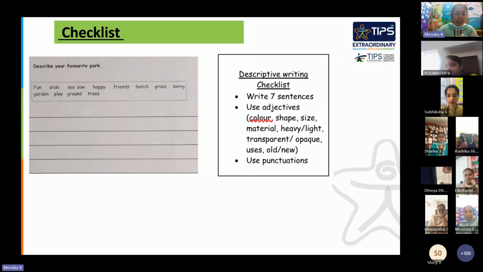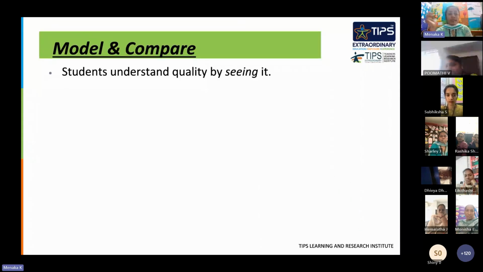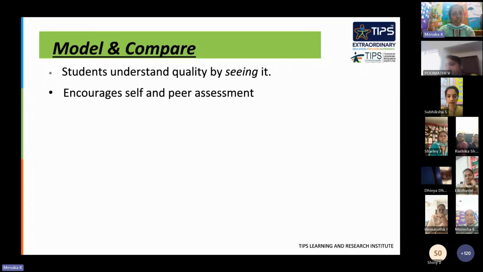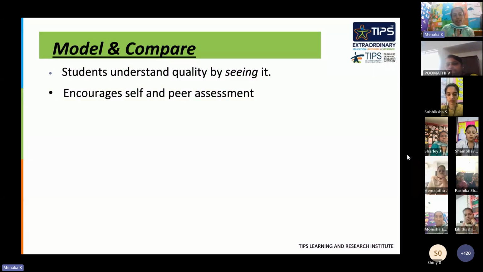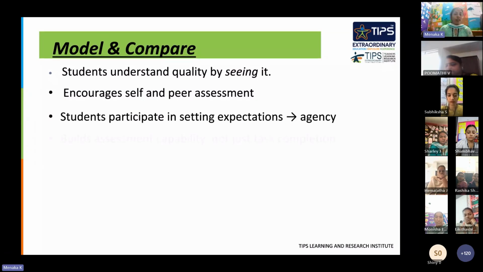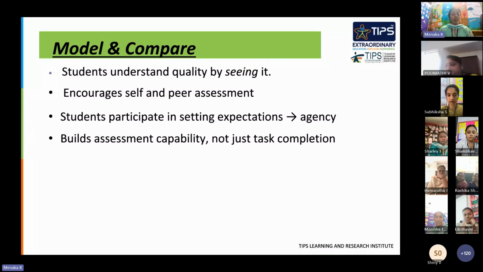So we can either use anchor charts or checklists. Why do you want to use the model and compare strategy? Because students understand the quality by seeing it. Instead of us just speaking about it, saying you should have all these things in your writing, or saying it before our assessment, if they see the exemplar and co-create the success criteria along with the teacher, they understand the quality by seeing it, and it encourages self and peer assessment. Students' participation in setting expectations improves agency.